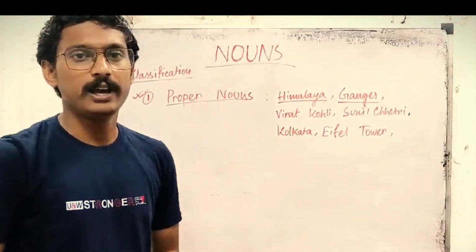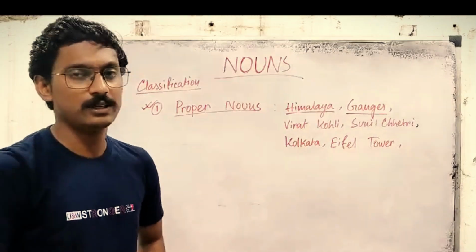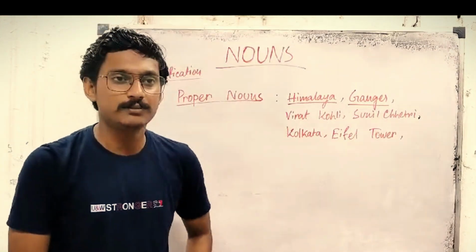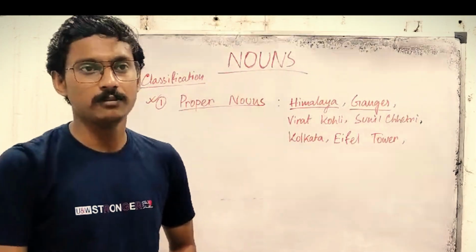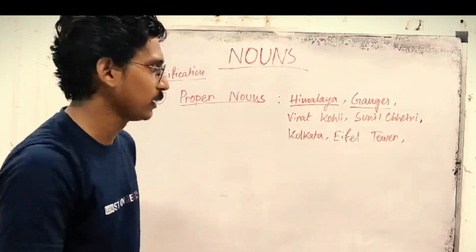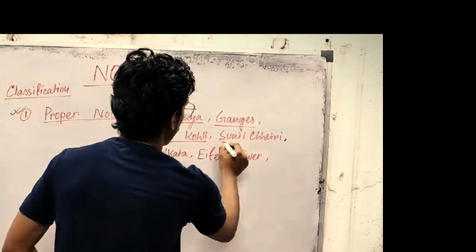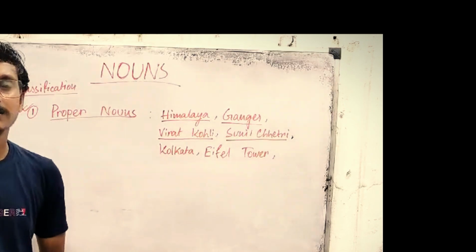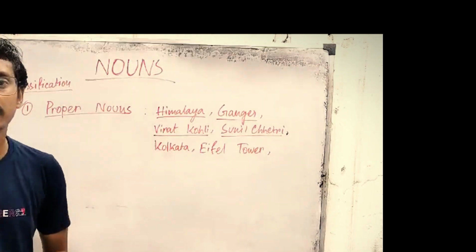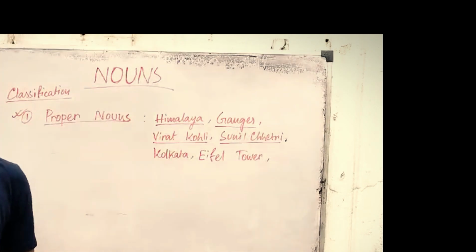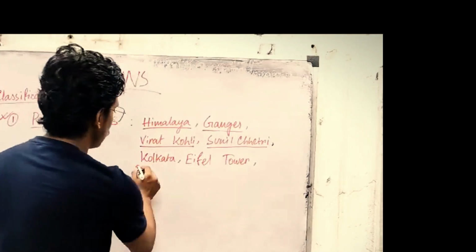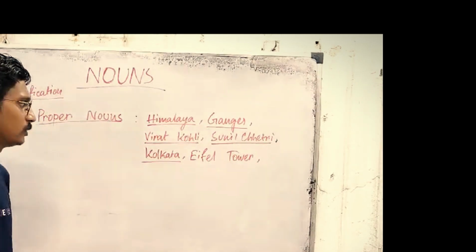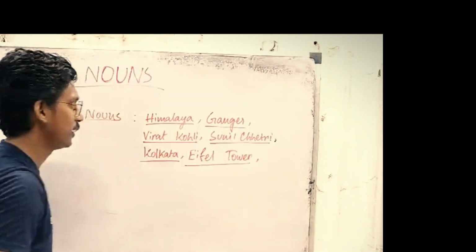Of people, we have two famous celebrities. They are Virat Kohli and Sunil Chhetri. And I believe everybody on this platform knows their names. So they are proper nouns. There are also some places we are acquainted with. These places also are proper nouns. This is Kolkata, which is a proper noun, and the Eiffel Tower is also a proper noun.